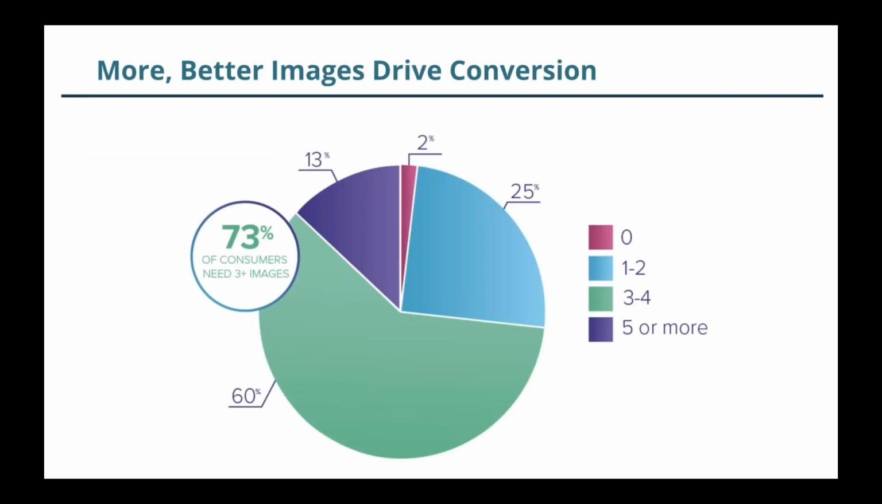The other thing that we see is that consumers want images. They want images that are high enough res that they can zoom in on a product. They want videos, and generally, the more, the better. We see that 73% of consumers need 3+ images in order to feel comfortable or confident of a product purchase. The other area has to do with reviews.